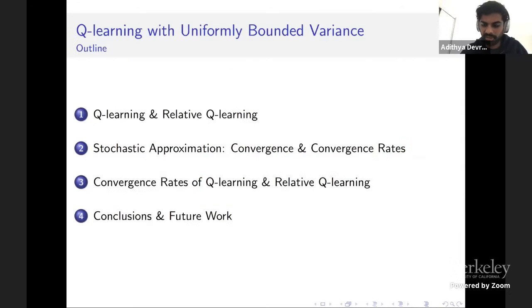Okay, so here's a basic overview of the talk. I'll keep the discussion on stochastic approximation short since Sean just covered it, but the rest of it is on convergence rate analysis of the Q-learning and relative Q-learning algorithms, which I'll be introducing shortly.